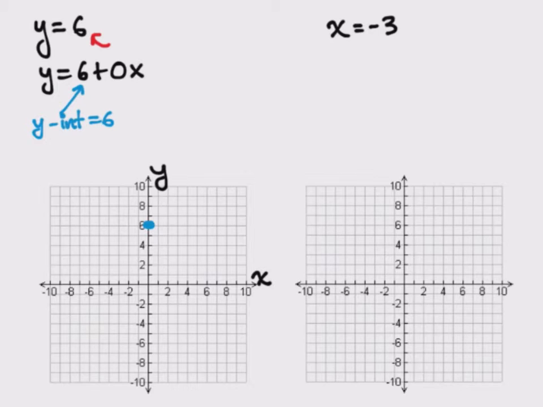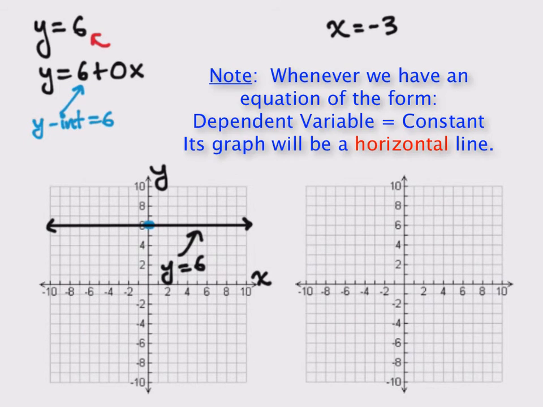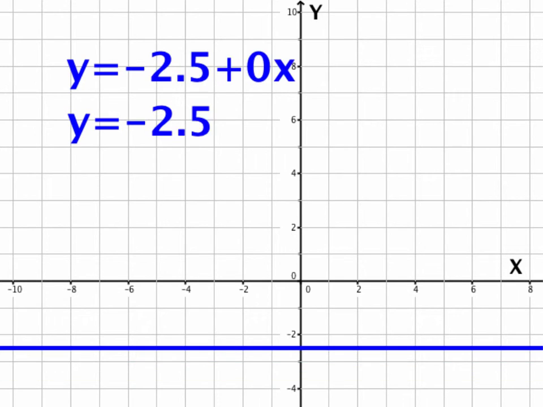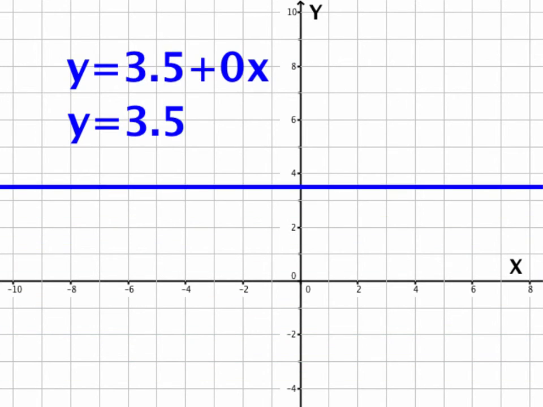If we have a line that, of course, goes on and on forever in both directions, but it never hits the x-axis, that means it has to be parallel to the x-axis. And so the graph for the equation y equals 6 is going to be a line parallel to the x-axis going through the point (0, 6), because that's our y-intercept. In fact, whenever we have an equation of the form dependent variable equals a constant, just some number, then it's going to be a horizontal line. And of course, the slope of a horizontal line will always be 0. And here are some examples of these horizontal lines.